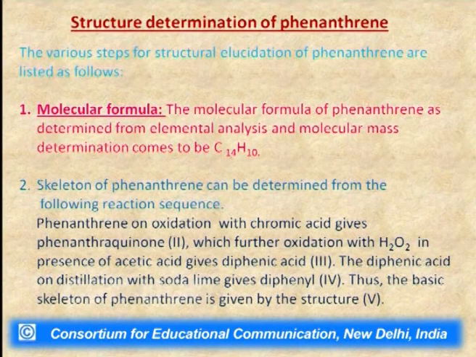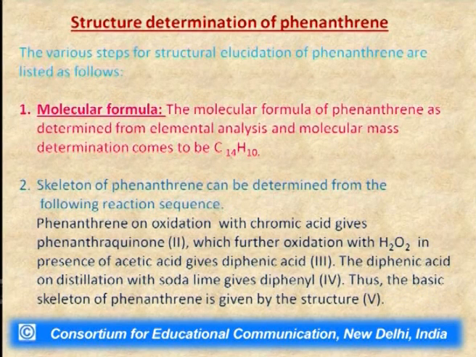Then comes the structure determination of phenanthrene. In case of structure determination, the first step is the molecular formula designation. For the molecular formula, we have to do the elemental analysis to find which elements are present in a particular hydrocarbon or compound. In case of phenanthrene, we find that it contains only carbon and hydrogen: carbon is 14 and hydrogen is 10. So its molecular formula comes to be C14H10. Then functional group analysis has been done on phenanthrene, and we find that it doesn't contain any functional group, which confirms that it is a hydrocarbon.